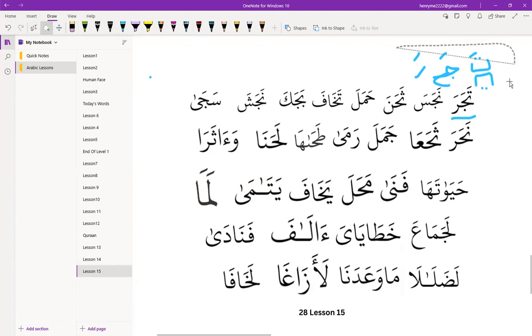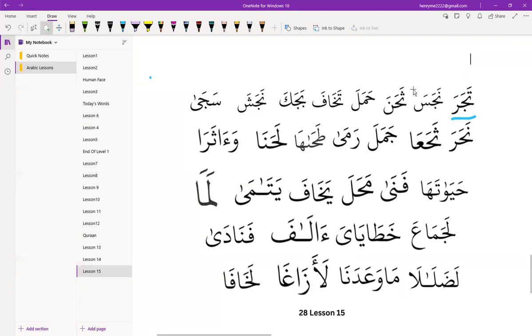Is it wrong to think, if I see a curly shape like that on top, that it's one of the ta, ba, or tha? Yes, you would think of it as one of these three, but they are upside down. Okay, all right.